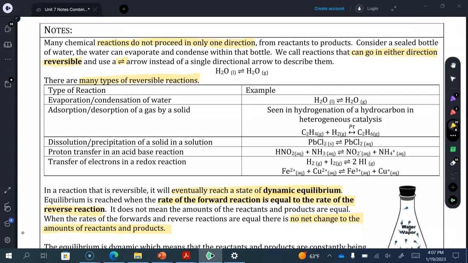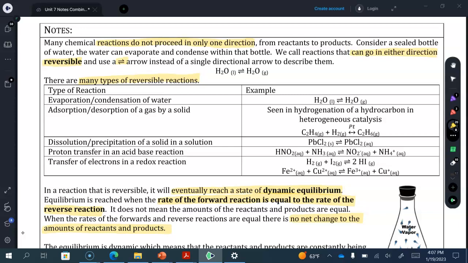Many chemical reactions do not proceed in only one direction, from reactants to products. Consider a sealed bottle of water. The water can evaporate and condense within that bottle. We call reactions that can go in either direction reversible and use a double-sided arrow instead of a single directional arrow to describe them, because they go in both directions.